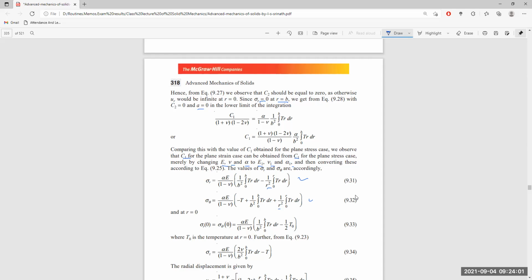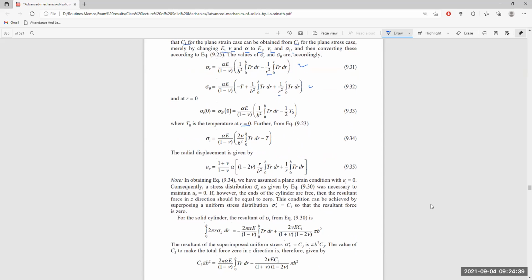If we cancel this portion, it will become 0 without making it infinity itself. So 1 by b square is 1 by 0 to b T into r, and minus 1 by half T into 0, where T is the temperature at r equal to 0. Now, further from equation 23 we have seen earlier, alpha sigma z is given by the relation alpha into E divided by 1 minus mu into 2 nu divided by b square, this is 0 to b sigma r dr minus T.